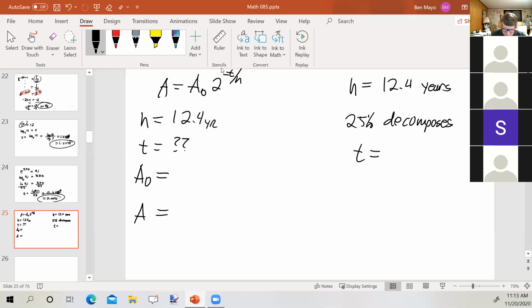75%. Right. So the beginning amount is A. The ending amount is 75% of A. You see how I got that 0.75? 25% decomposes, 75% is left, converting that into a decimal, 0.75. All right.